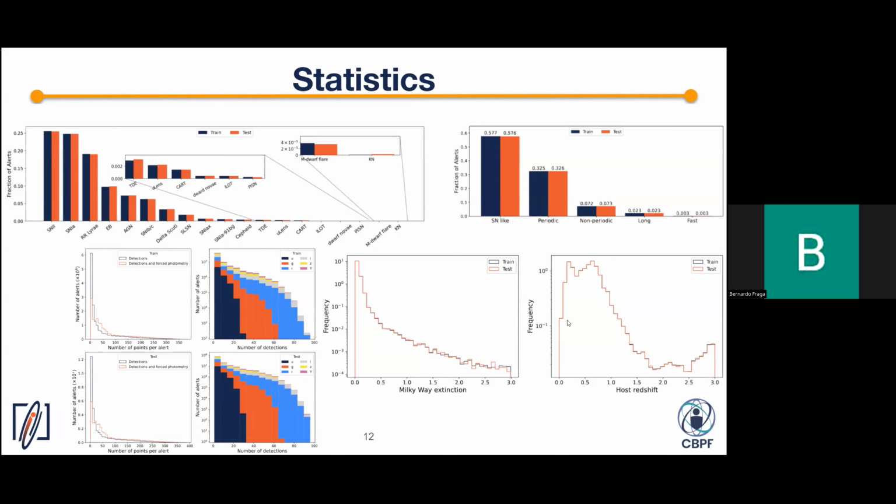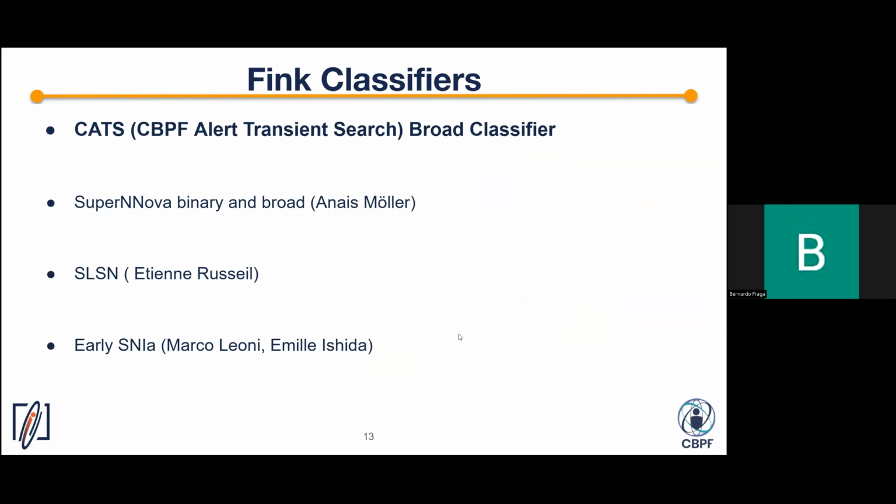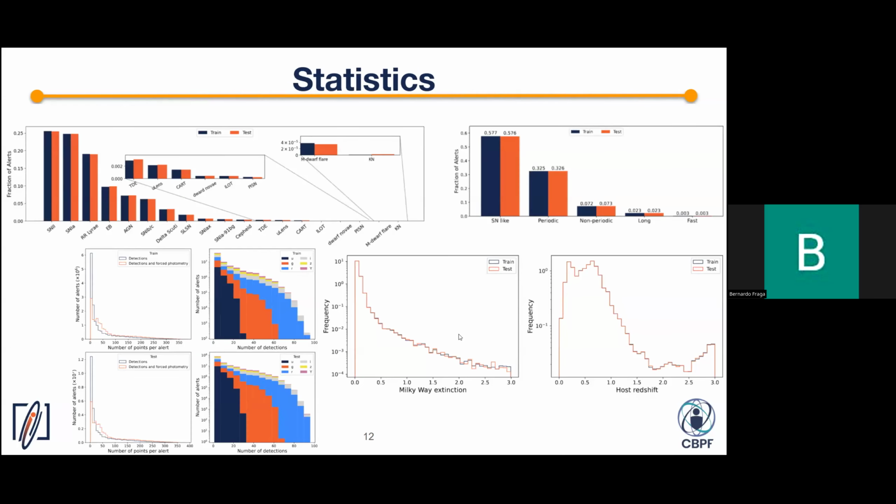To the right here, in the bottom right, you see two panels showing the extinction and the host redshift. We don't have redshift for everything. It's only about 90% for both train and test. And this can be either the spectroscopic or the photometric. Here I made no difference between them. It's capped at 3, but you see a peak at around 0.5 to 1, and actually a valley between 1.5 and 2.5. And to the left, the bottom left, you see the distribution of points per alert.